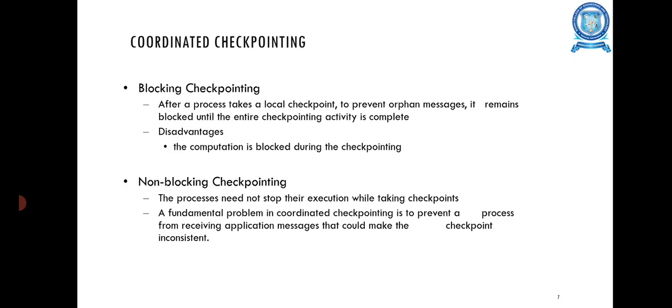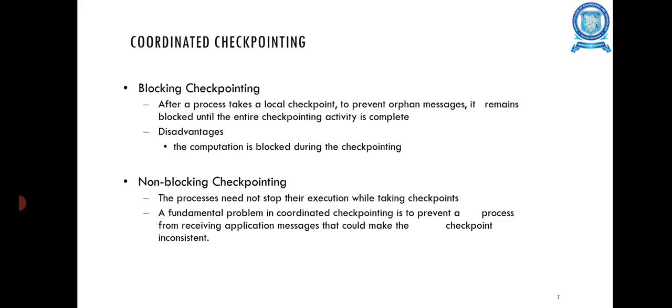In this figure, the checkpoint intervals and the checkpoints are mentioned. Coordinated checkpointing has two types of checkpointing. The first one is blocking checkpointing, then the next one is non-blocking. Blocking means after a process takes a local checkpoint, to prevent orphan messages, it remains blocked until the entire checkpointing activity is completed. The main disadvantage of blocking checkpointing is that the computation is blocked during the checkpointing. Non-blocking checkpointing means the processes need not stop their execution while taking checkpoints.